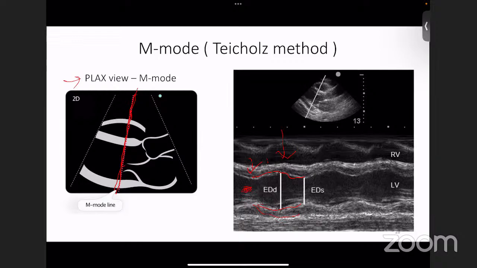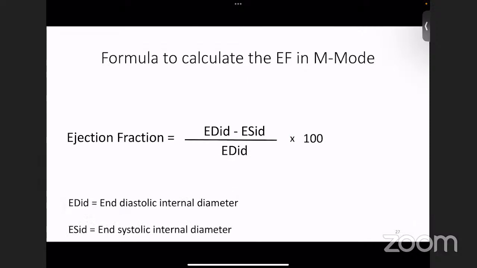Then in most ultrasound machines, the EF is calculated the moment you put in the two diameters. Basically, it calculates by subtracting the end systolic internal diameter from the end diastolic internal diameter, dividing by the end diastolic internal diameter, and multiplying by 100, and then you get the ejection fraction. So the machine calculates for you. What you have to put in is the end diastolic internal diameter and the end systolic LV internal diameter.